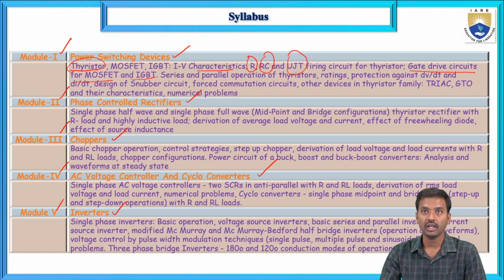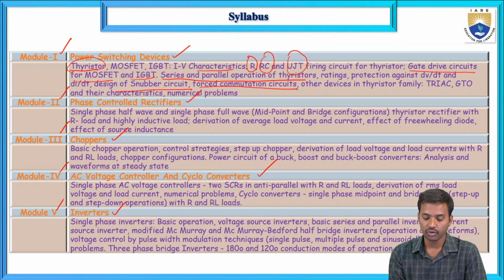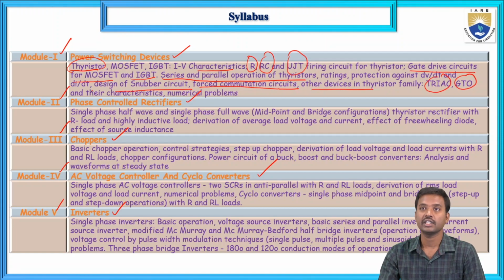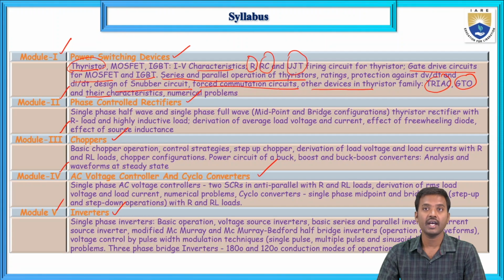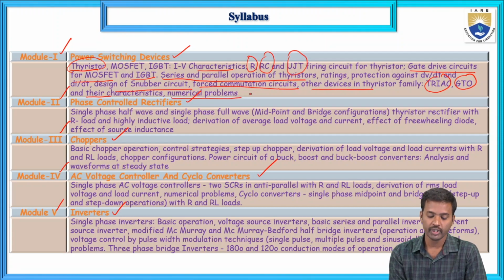And there is the series connection and parallel connection of thyristors, that is, series and parallel operation of thyristors, rating of SCR, and protection against dV by dt and di by dt, designing of snubber circuit, protection of SCR, and forced commutation techniques, that means turn off techniques, and other devices in the thyristor family that are triac, GTO, and diac, their characteristics and some numerical problems. So this is regarding the first module.